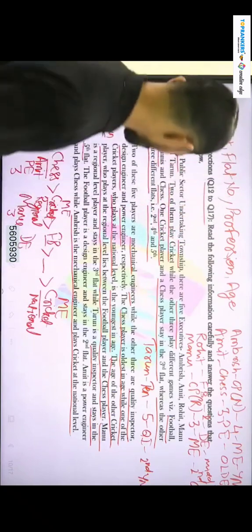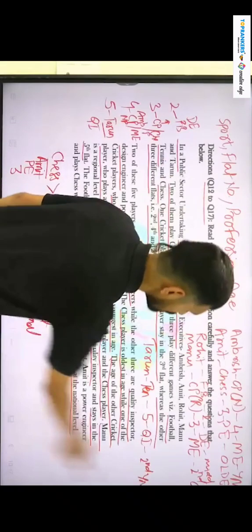Let's look at the questions. Who stays in fourth flat? Flat number 4 is Amresh. So Amresh stays in flat number 4. What does Tarun play? Tarun plays tennis. Next, who plays football? It is Rohit who plays football.